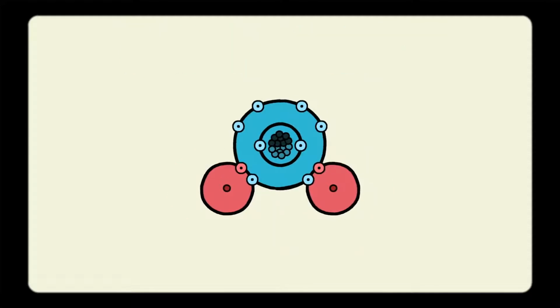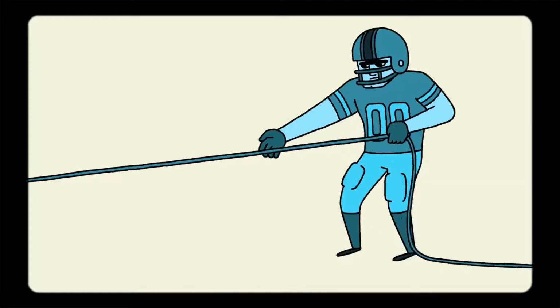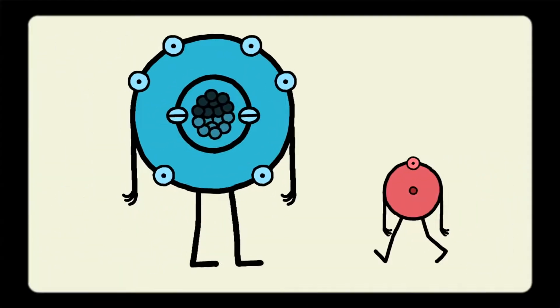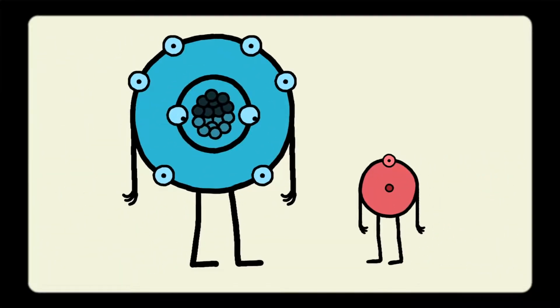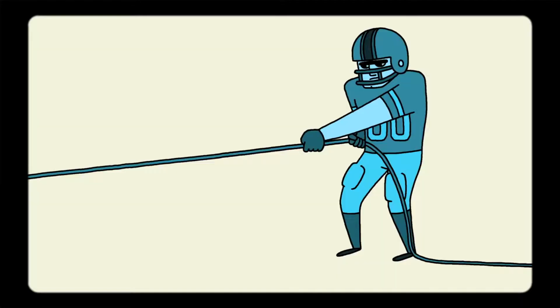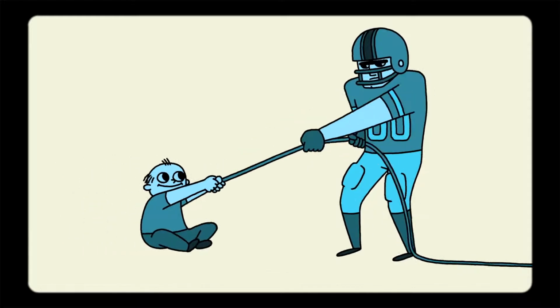For water, the bonding between the oxygen atom and two hydrogen atoms within a single water molecule is like a tug of war between a big, strong football player and a cute little toddler. Oxygen is a larger atom with more protons in its nucleus than hydrogen. These positive charges are like a person's physical strength. They are able to attract the negatively charged electrons in the bond, just like a strong individual is able to overpower a weaker individual in a tug of war.